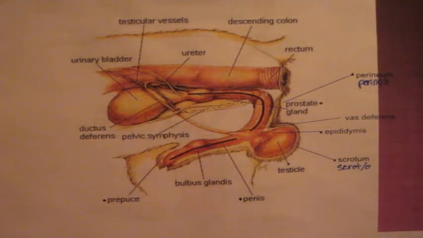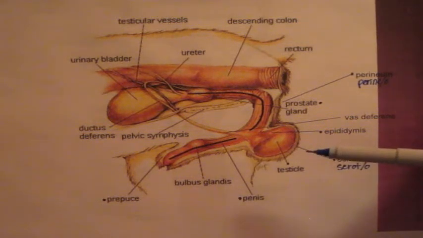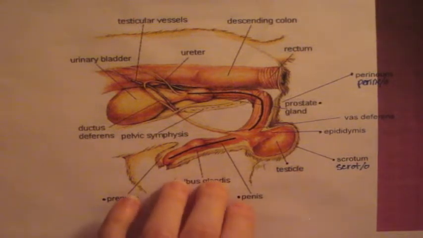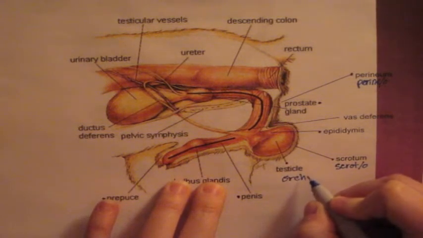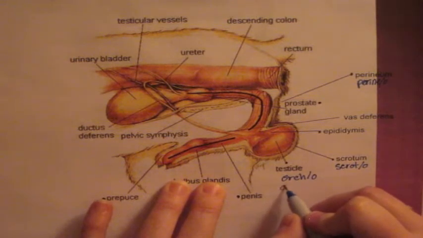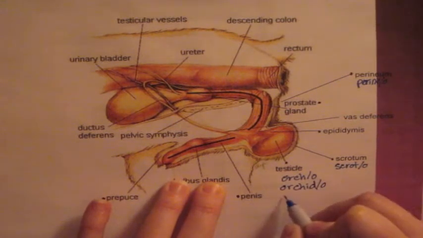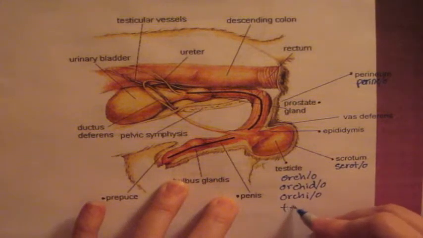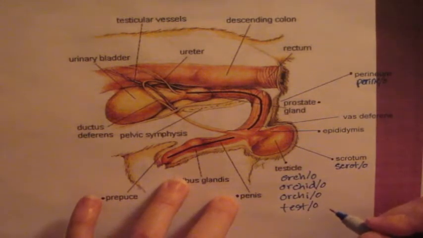Testes or testicles are the male sex organs, or sex glands, right here, that produce spermatozoa. There are 5 different combining forms for testes or testicles: orcho, orchido, orchio, testo, and testiculo.